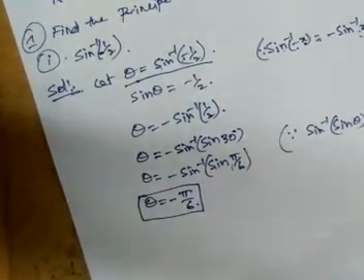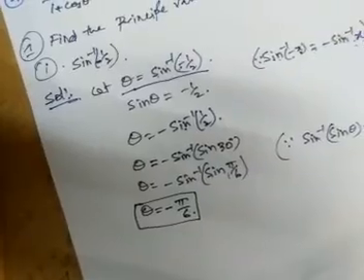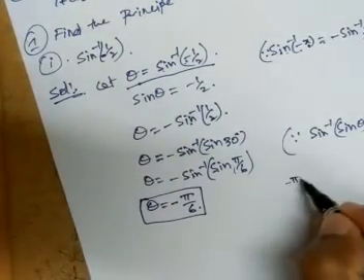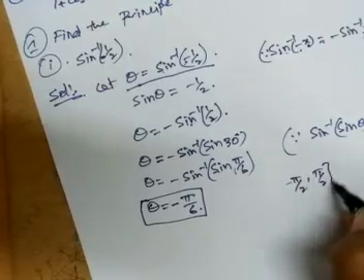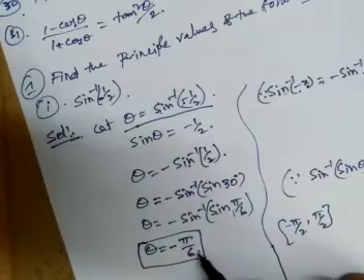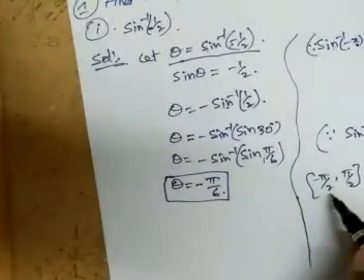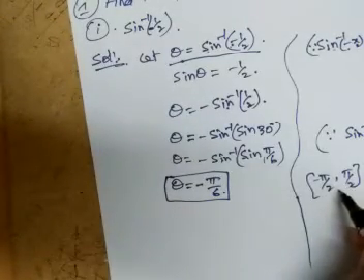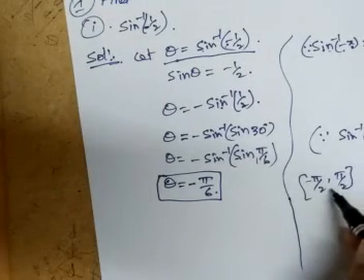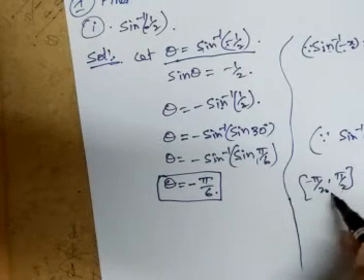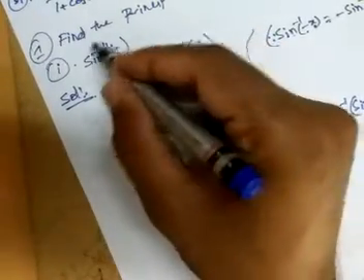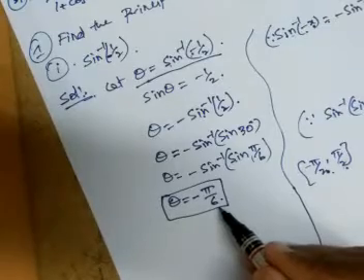So you check whether this value lies in that particular range or not. Sine range is minus pi by 2 to pi by 2, closed interval. So you check whether this value, sine minus 30, is in the range or not. Sine minus 30 is in the range of minus pi by 2 to pi by 2. So simply we say that the principal value of this function is minus pi by 6.